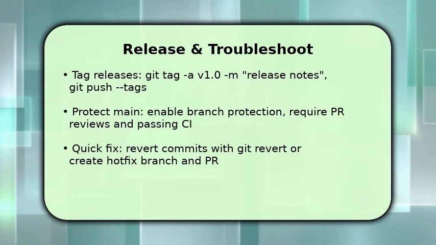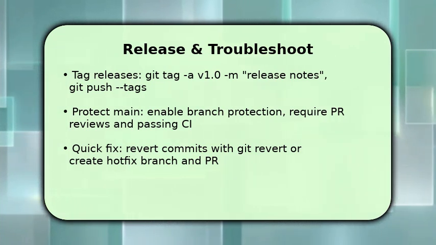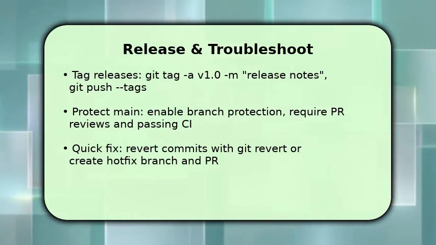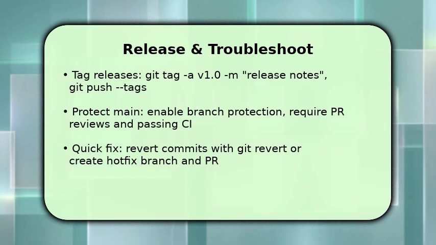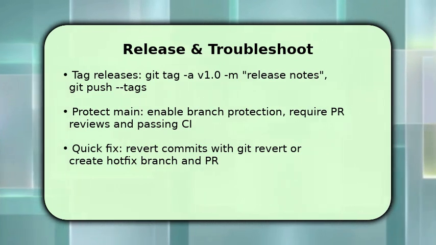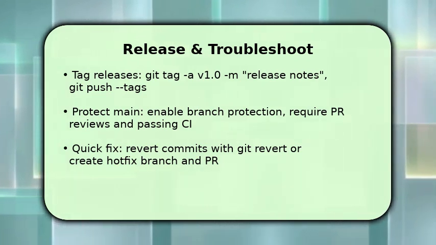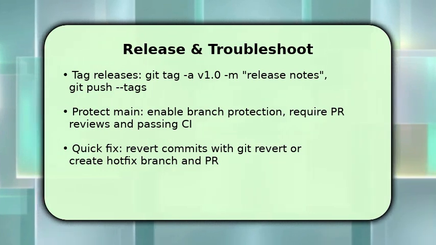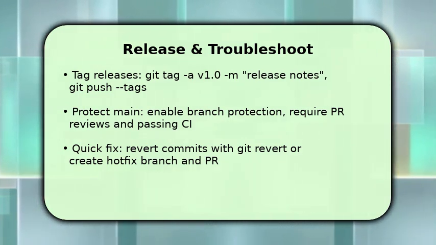If something breaks, act quickly. Revert the offending commit with git revert or branch off main for a hotfix, then open a PR and run tests. One key troubleshooting tip: if history is messy, avoid force pushes on shared branches. Use revert and new commits instead.